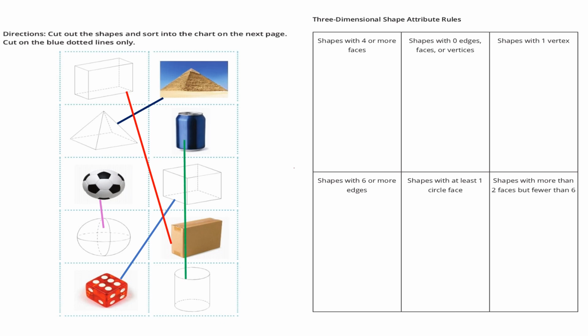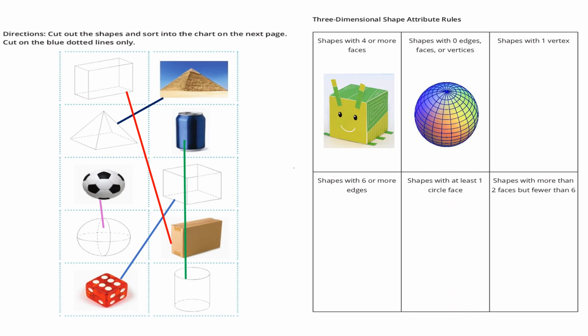On the next page, 81, three-dimensional shapes attributes. We can put here or stick here the shapes we have that match the sentence above. Shapes with 4 or more faces. Maybe a cube? Yes, it's 4 or more. Shapes with 0 edges, faces, or vertices. It's Mr. Zero, huh? It's sphere, yeah.